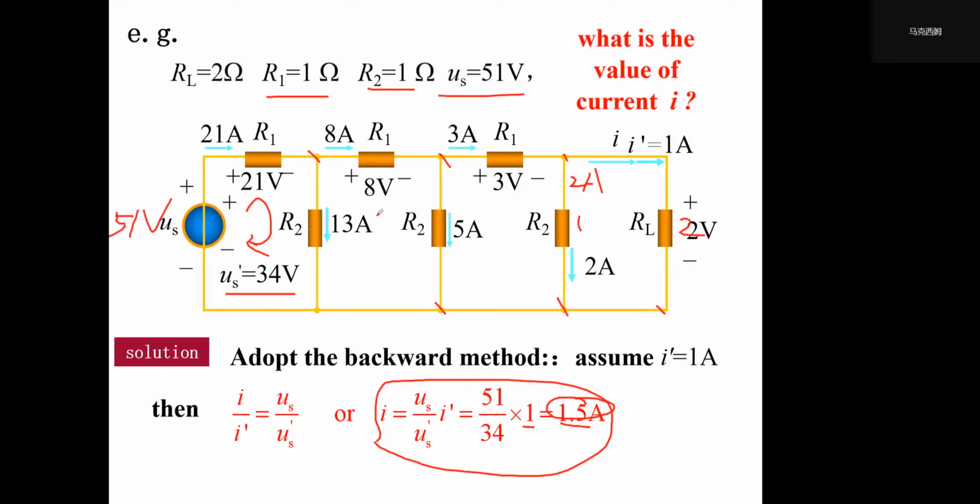Instead of calculating the full mesh current, we only calculate one, and we just find the constraint between the voltage source voltage and the current in this loop. So this is a very cunning trick to solve this example.